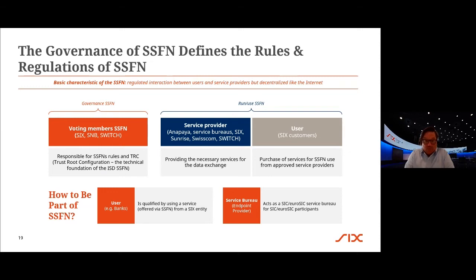So as we learned from Sebastian, communication is important. Communication is nothing without any rules. So I'd like to give you a very short overview of what we are planning, what we will implement on the governance side of SSFN.